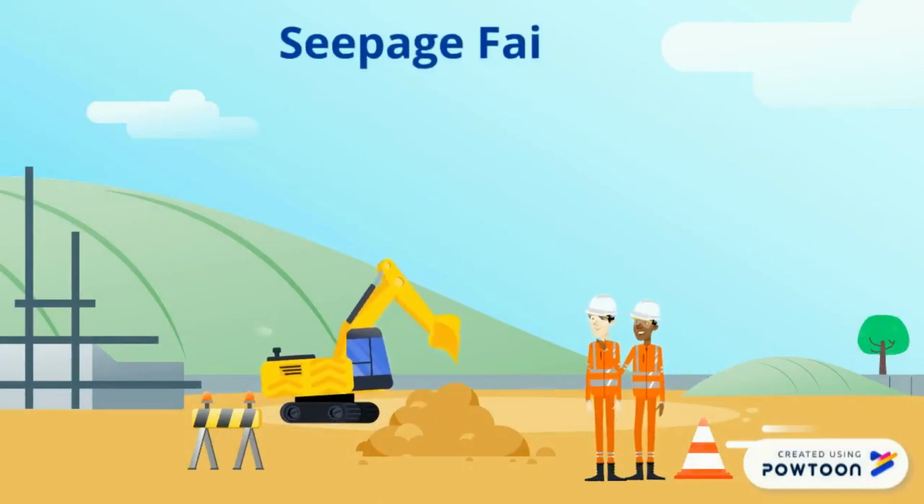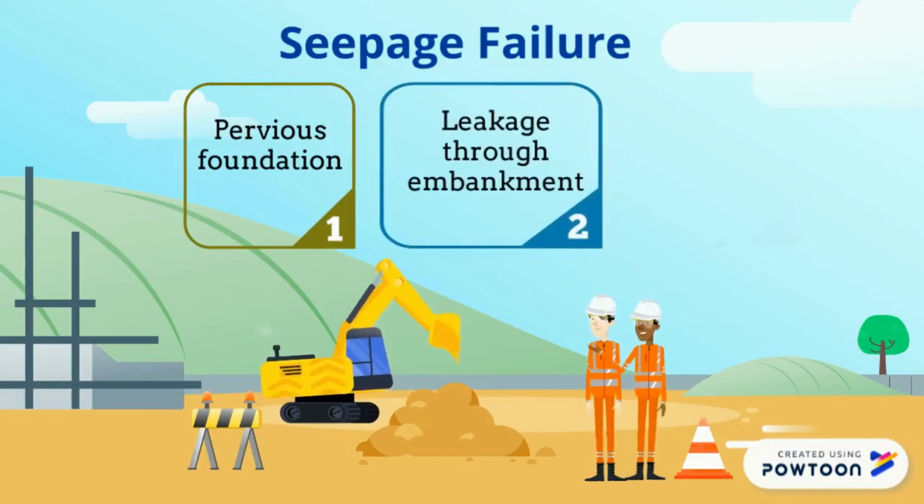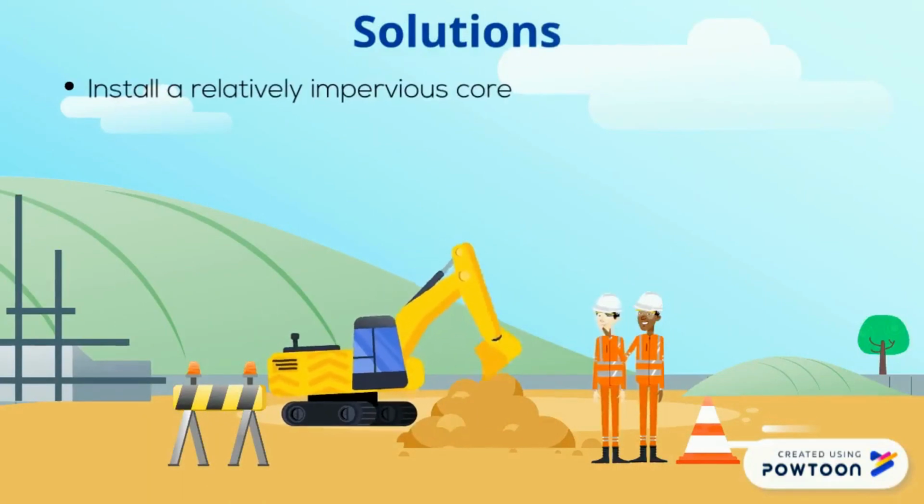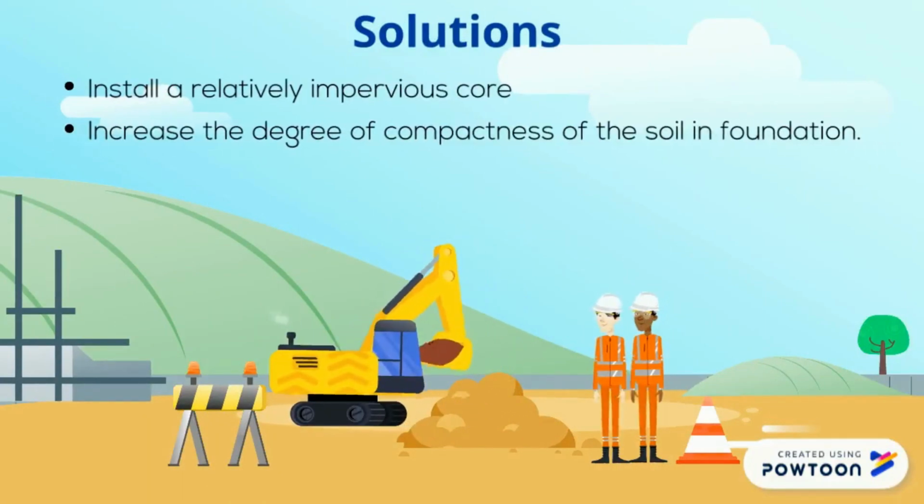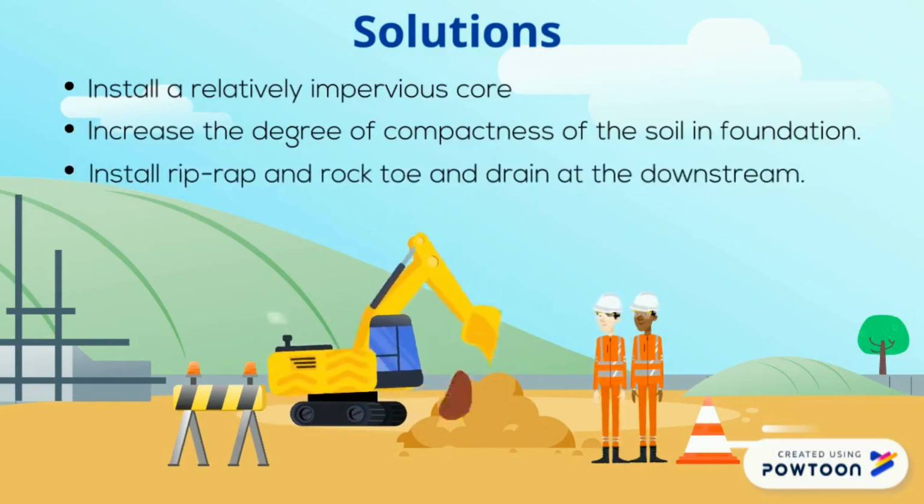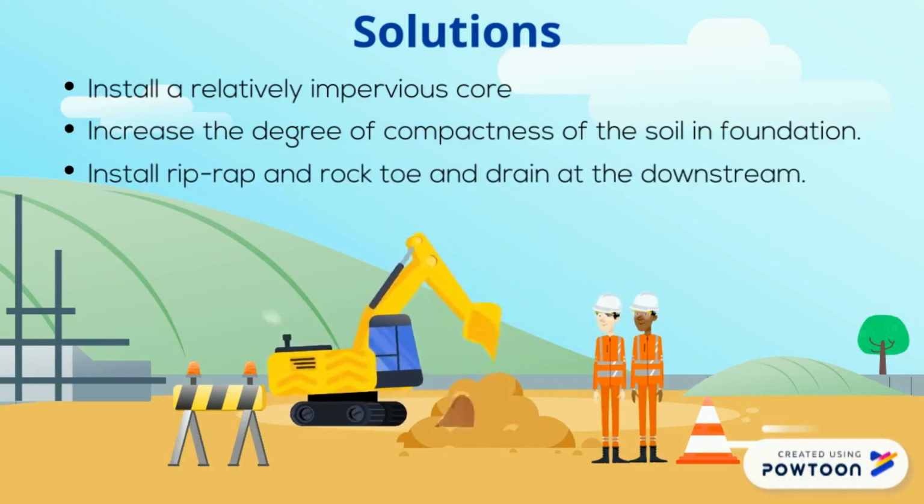For seepage failure, there are three main failures, which are pervious foundation, leakage through embankment, and sloughing. Install a relatively impervious core, then increase the degree of compactness of the soil in the foundation. Then install riprap and rock toe and drain at the downstream toe.